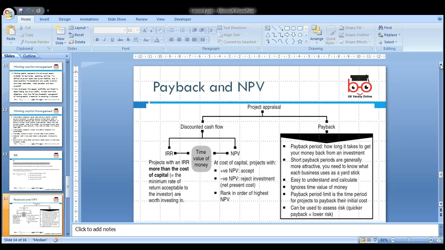So that's why a shorter payback period is better. A longer payback period is very risky, and the payback period helps us measure the risk for the business as well. Okay, next we're looking at discounted cash flow, which is about the value of money.